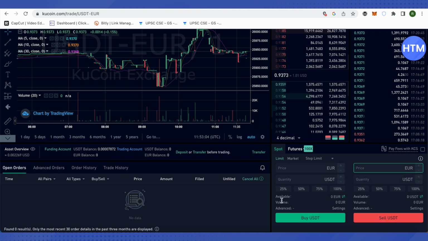on sell USDT I will be required to put in my card details, whether credit card details or debit card, or I can also get the money in my PayPal account. So this is how you get the money from your KuCoin to your bank account.